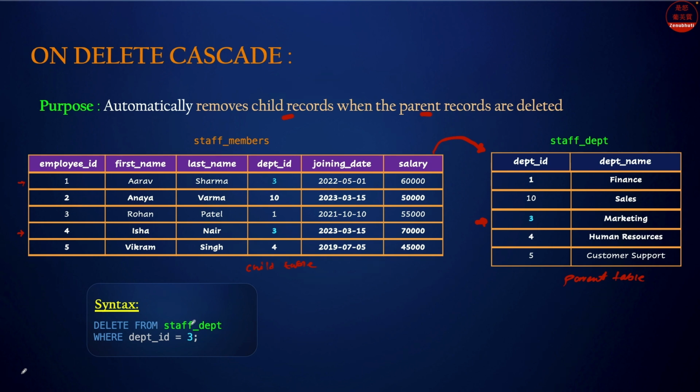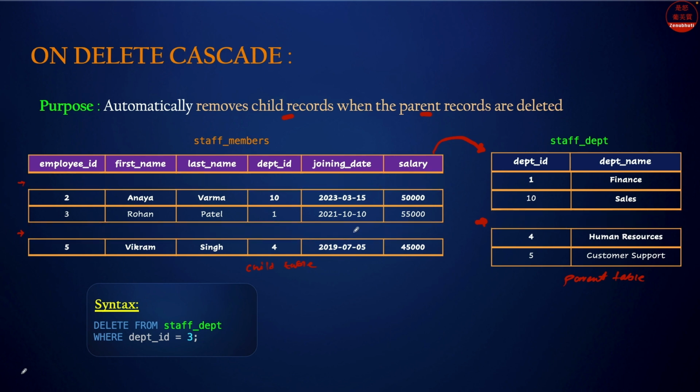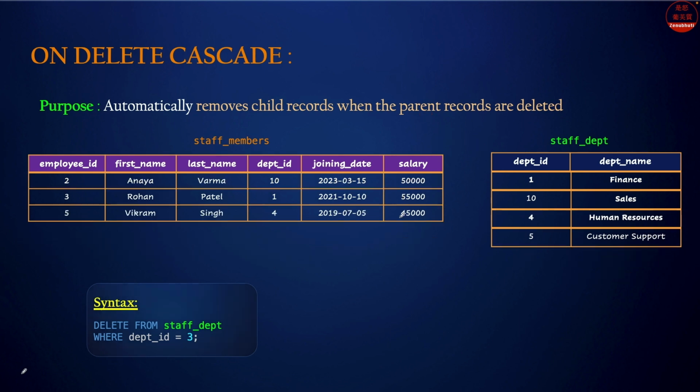Delete from staff department table where department id is equal to 3. If you delete this one, okay, this is deleted too, right? The records from your child table. Now this concept is called on delete cascade.